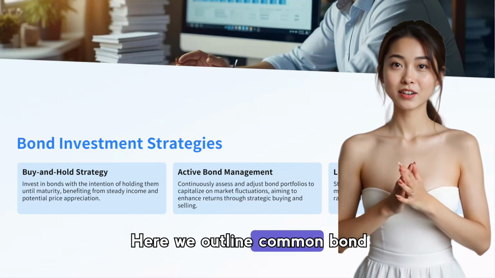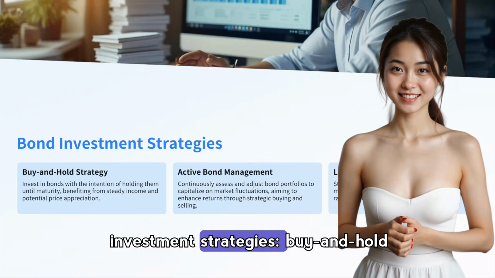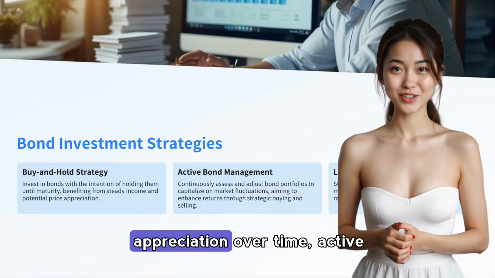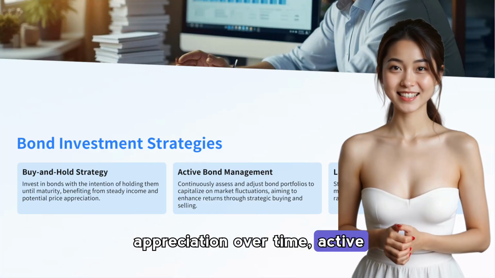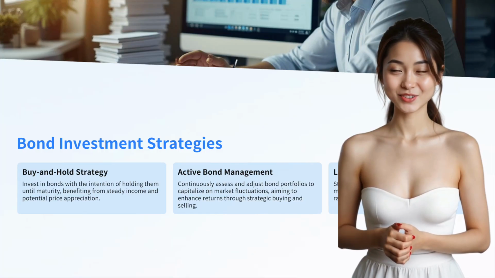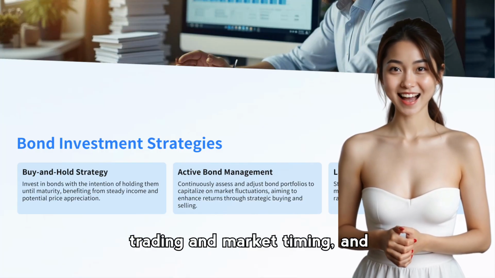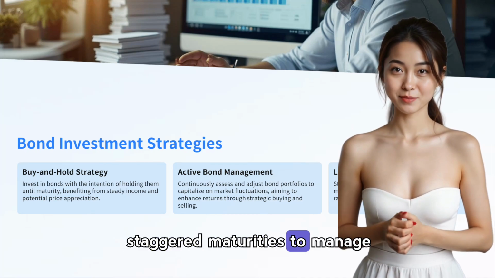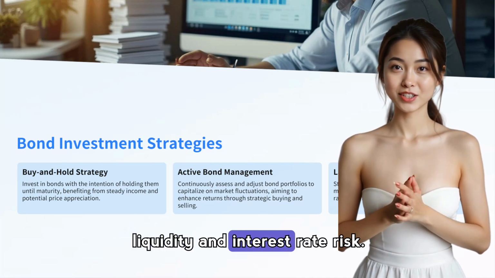Here we outline common bond investment strategies. Buy and hold investors aim for income and price appreciation over time. Active managers seek to add value through trading and market timing, and laddering builds portfolios with staggered maturities to manage liquidity and interest rate risk.